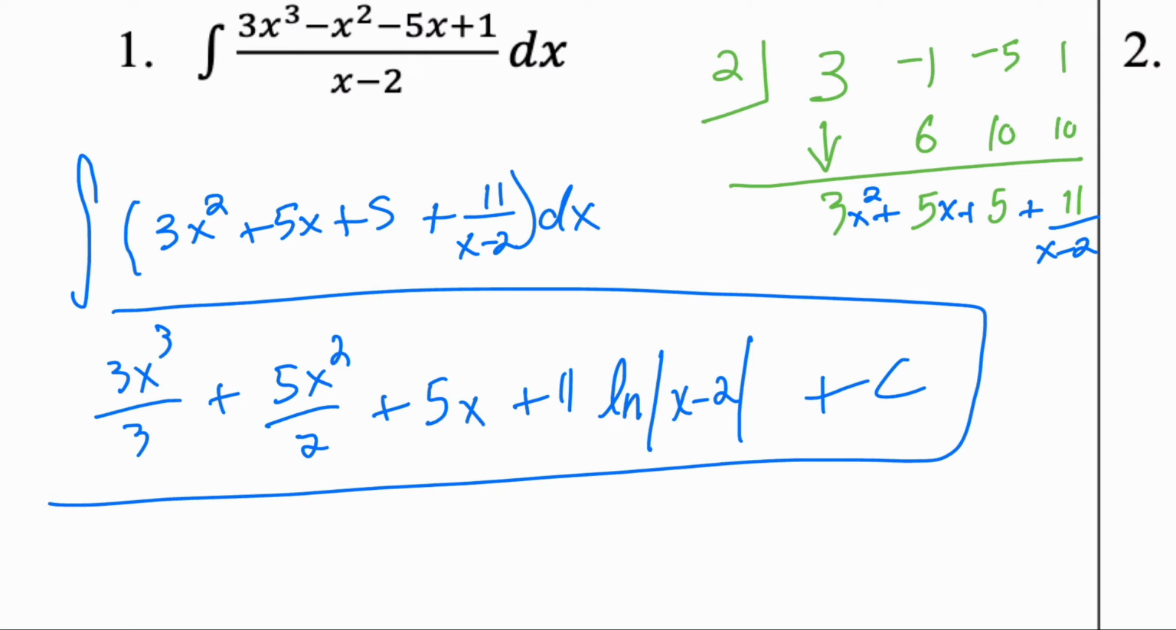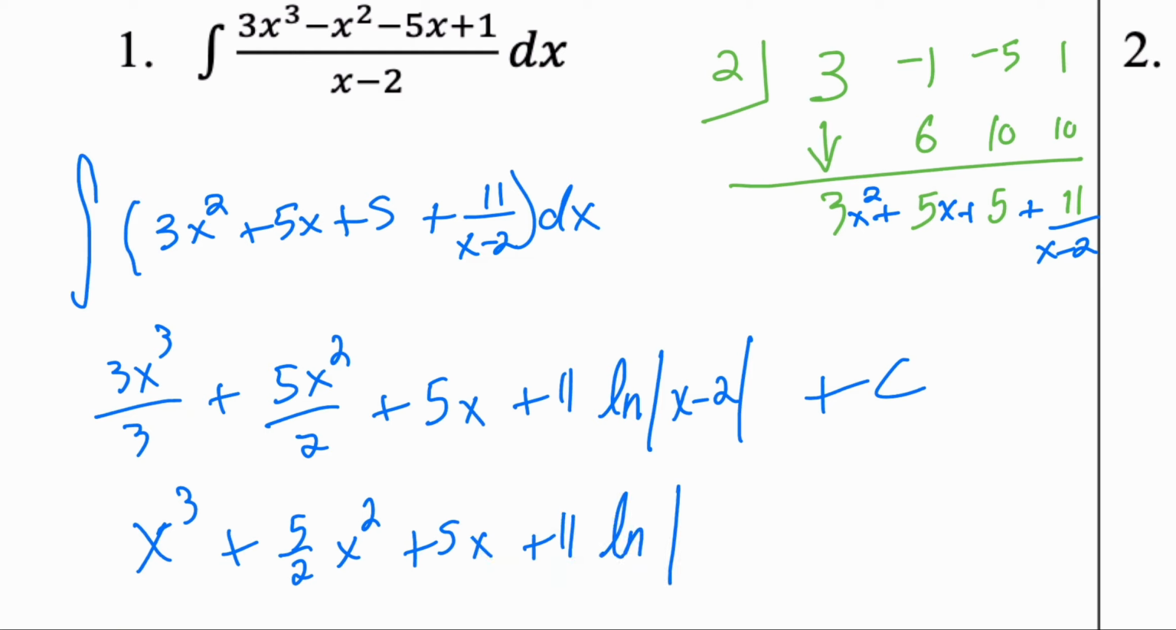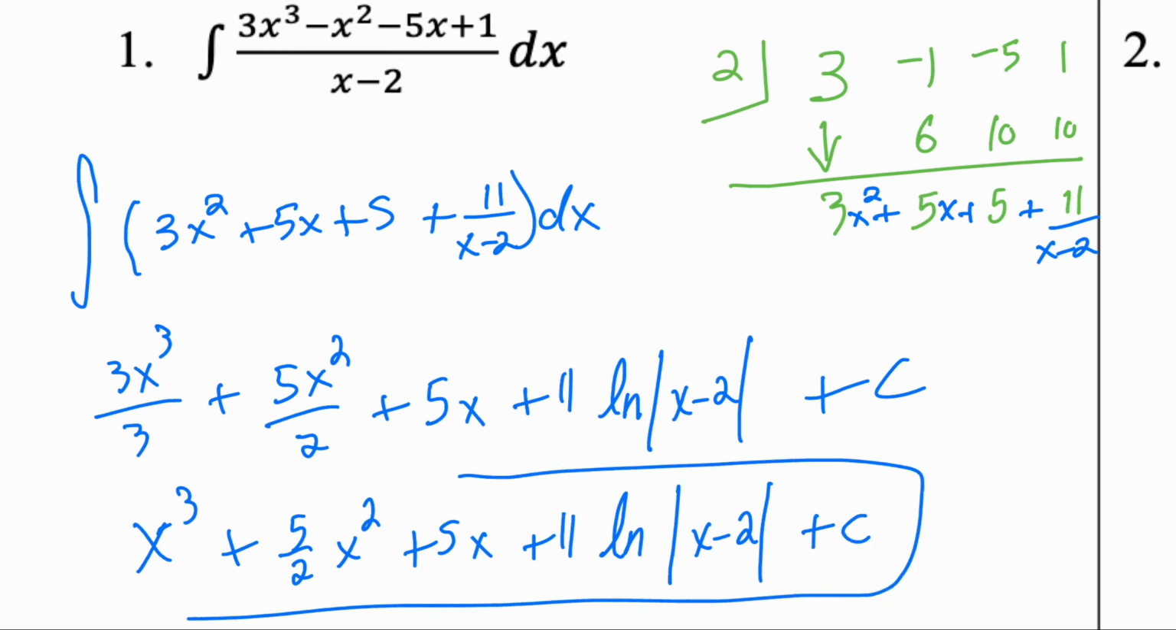So this is our final answer. We could reduce this. Actually, I'm going to reduce this. We'd end up with just x cubed plus 5 halves x squared plus 5x plus 11 natural log the absolute value of x minus 2 plus C. And I'll record that as my final answer for this one.